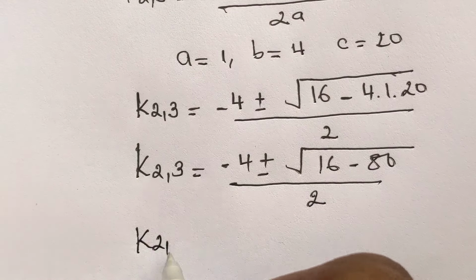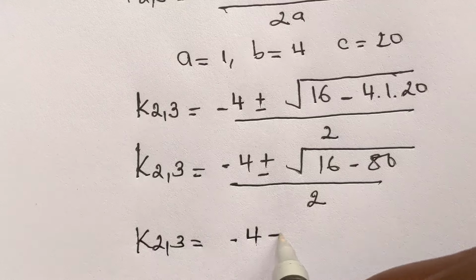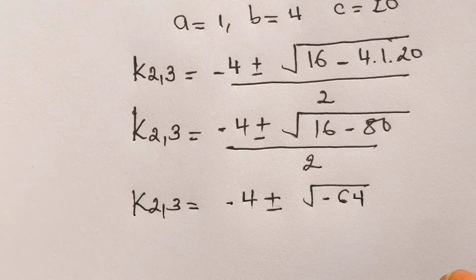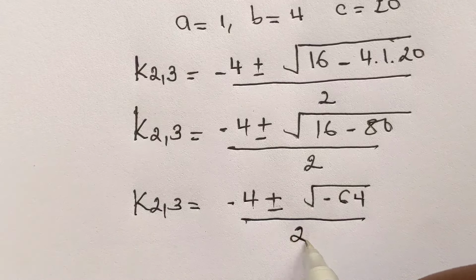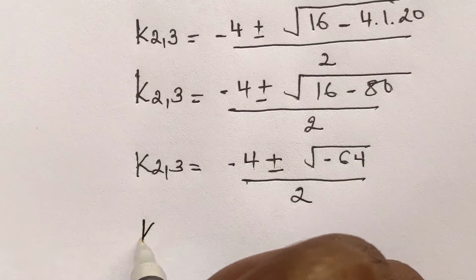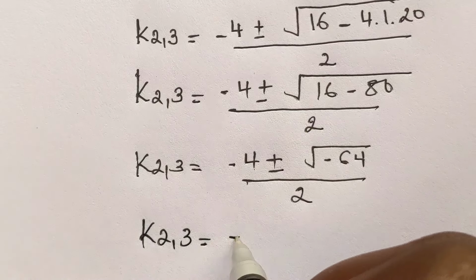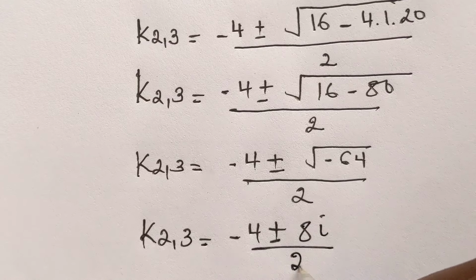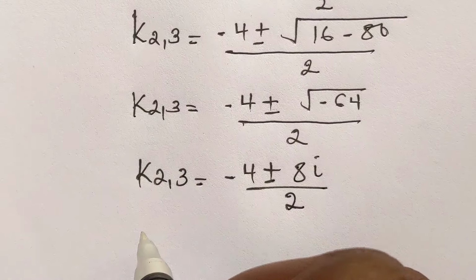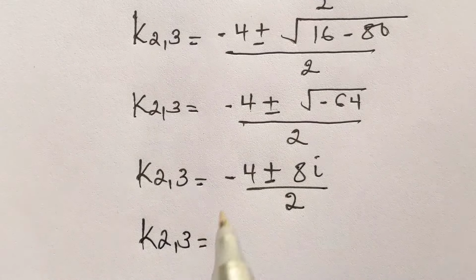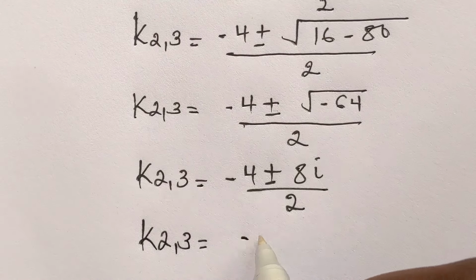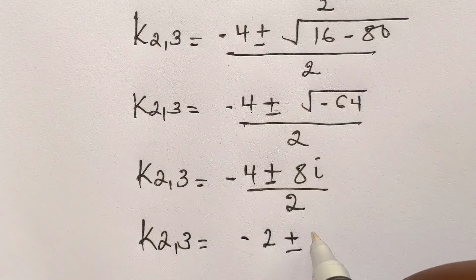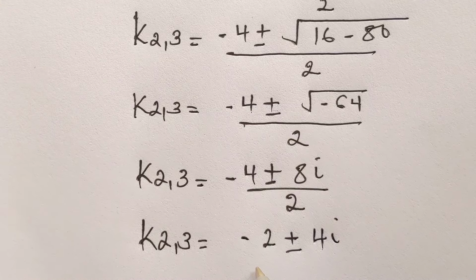Here k2 and 3 will be negative 4 plus or minus square root of negative 64, over 2, and we shall get k2 and 3 equal to negative 4 plus or minus 8i over 2, and here we shall get k2 or 3 will be negative 2 plus or minus 4i.